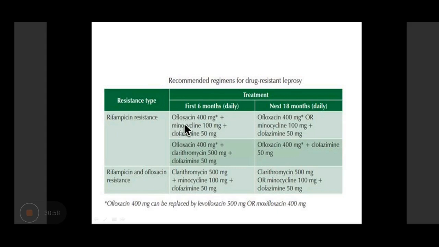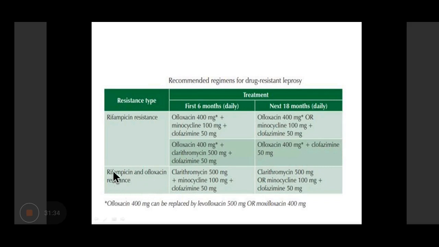So one regimen is ofloxacin, minocycline, clofazimine. The other one is ofloxacin, clarithromycin, clofazimine. The doses are 400 for ofloxacin, 100 for minocycline, 50 for clofazimine, and 500 for clarithromycin, for the first 6 months, and for the next 18 months we drop one of the drugs. If you are giving the first regimen, either drop ofloxacin or minocycline. If you are using the other regimen, drop the clarithromycin. So only two drugs we will use for the next 18 months.